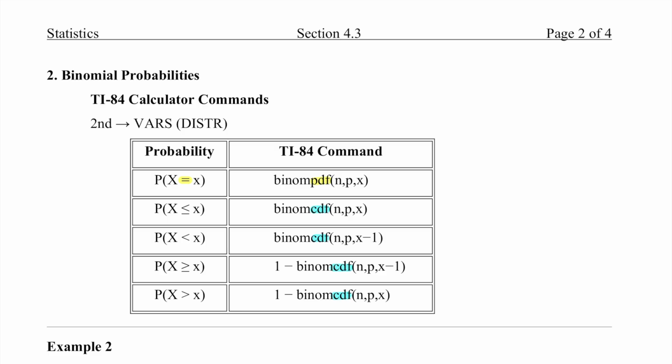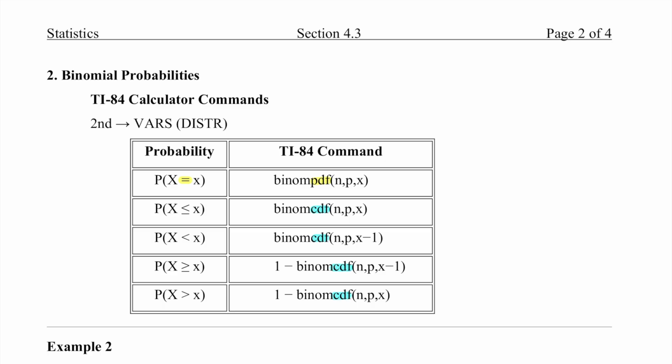If the wording says greater than or equal to, we'll use the complement rule. The complement rule is 1 minus binomcdf. For greater than or equal to, use 1 minus binomcdf of n, p, x minus 1. For greater than, use 1 minus binomcdf of n, p, x.